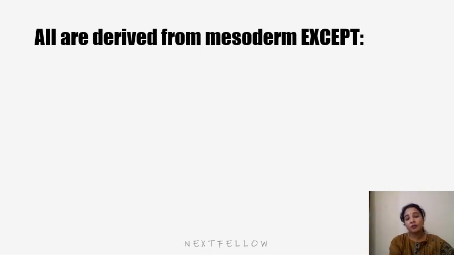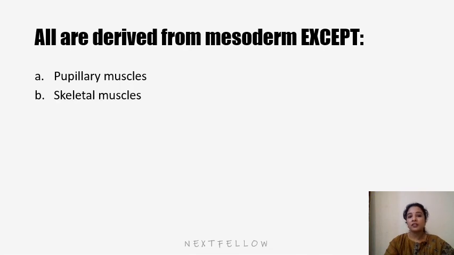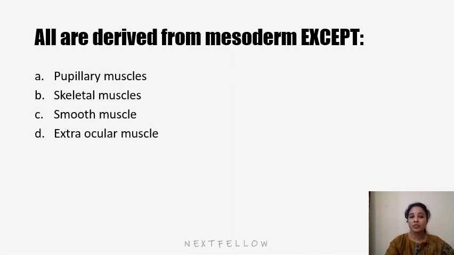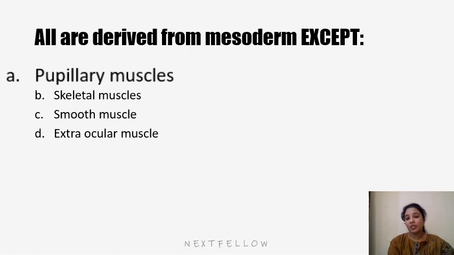All are derived from the mesoderm except: pupillary muscles, skeletal muscles, smooth muscles, extraocular muscles. So remember, pupillary muscles are not derived from the mesoderm. The pupillary muscles of the iris are derived from the ectoderm. So they are the only muscles in the body derived from the ectoderm. The rest of all muscles are derived from the mesoderm.